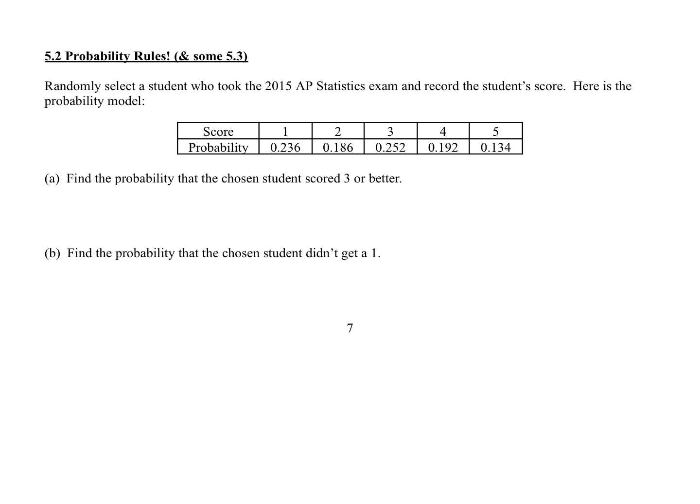This is where I want us to be right now. So here's the context. We randomly select a student who took the 2015 AP Stats exam, and we record the student's score. Here is the probability model. Okay, so the probability model gives all possible values of the variable. So in this case, that would be score. The only possible scores on the exam are 1 to 5. And then it gives their associated probabilities.